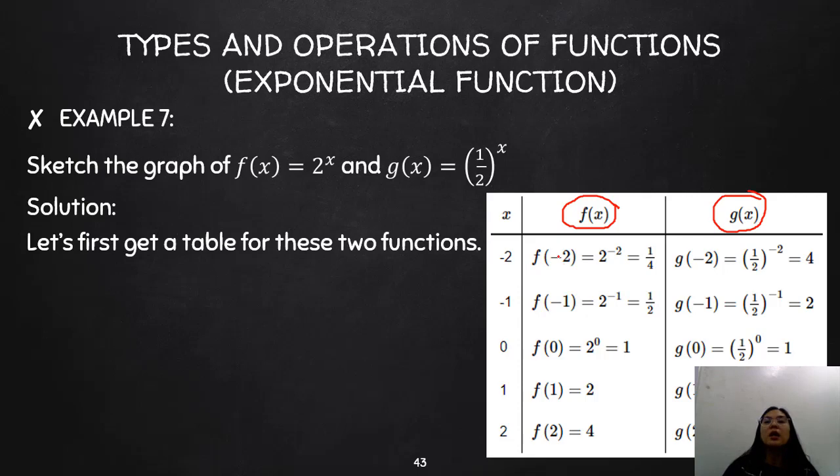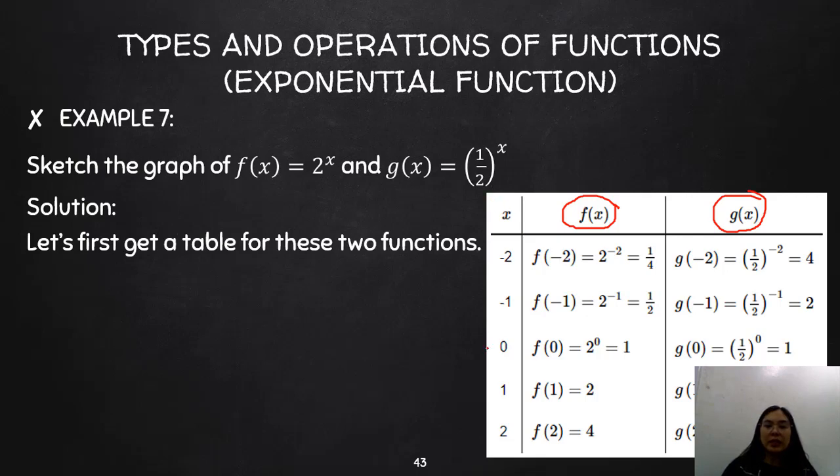So, if you get f of -2, you will get 1/4. F of -1 is 1/2. F of 0 is 1. F of 1 is 2. And f of 2 is 4. Dun sa kabilang equation naman, g of -2 is 1/2 raised to -2 is equal to 4. G of -1 will give you 2. G of 0 is 1. G of 1 is 1/2. And g of 2 is 1/4.